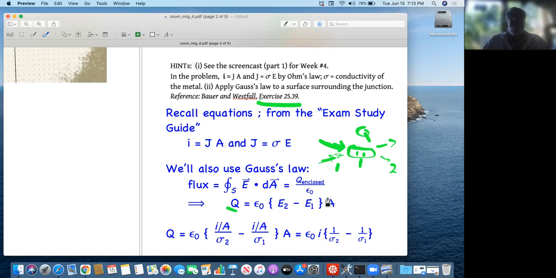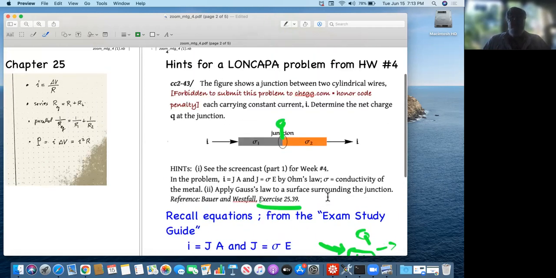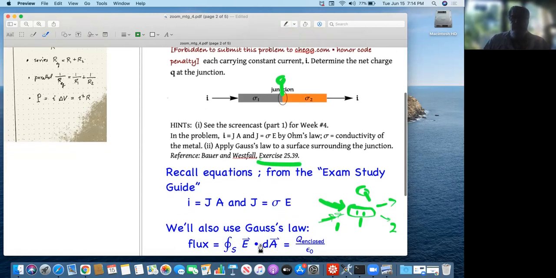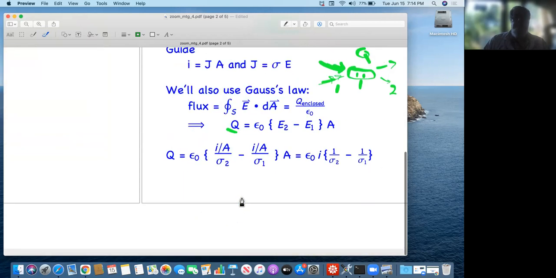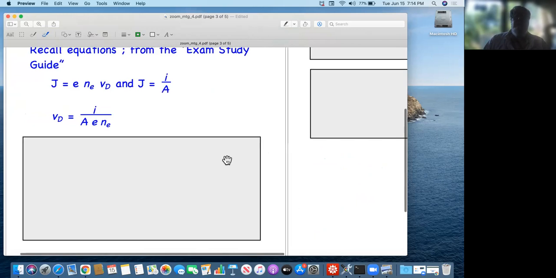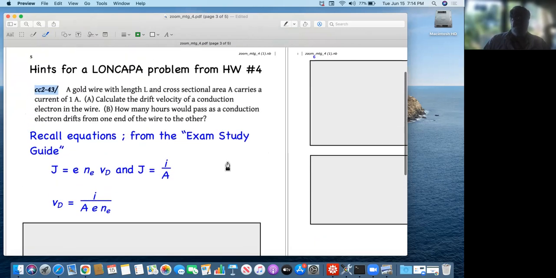All right, so that's an example of a problem where you have to put together a number of different equations. And in particular, you have to use Gauss's law, which gives you the relation to the charge. So that's the kind of problem that on the exam you would want to have those equations handy on your equation sheet.